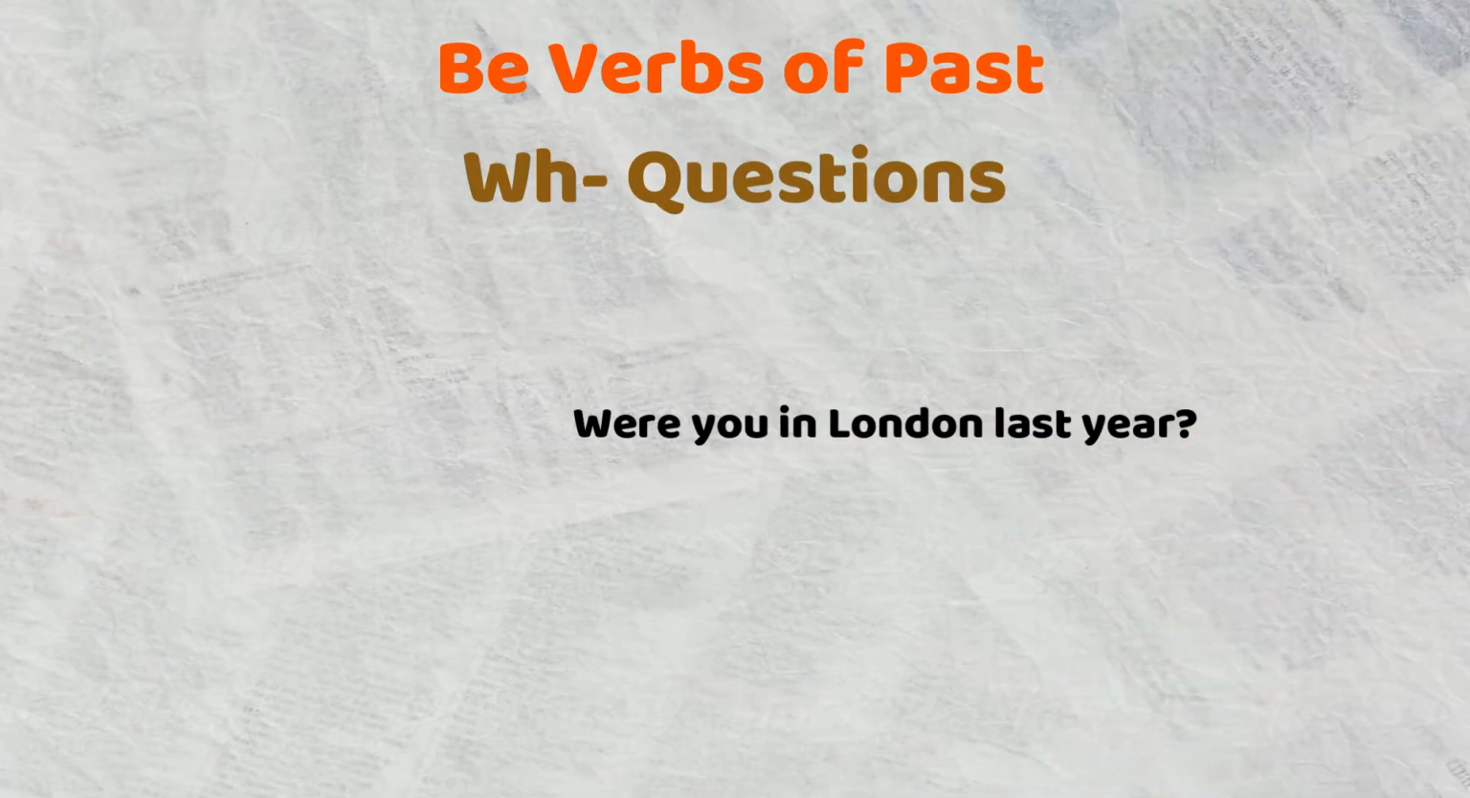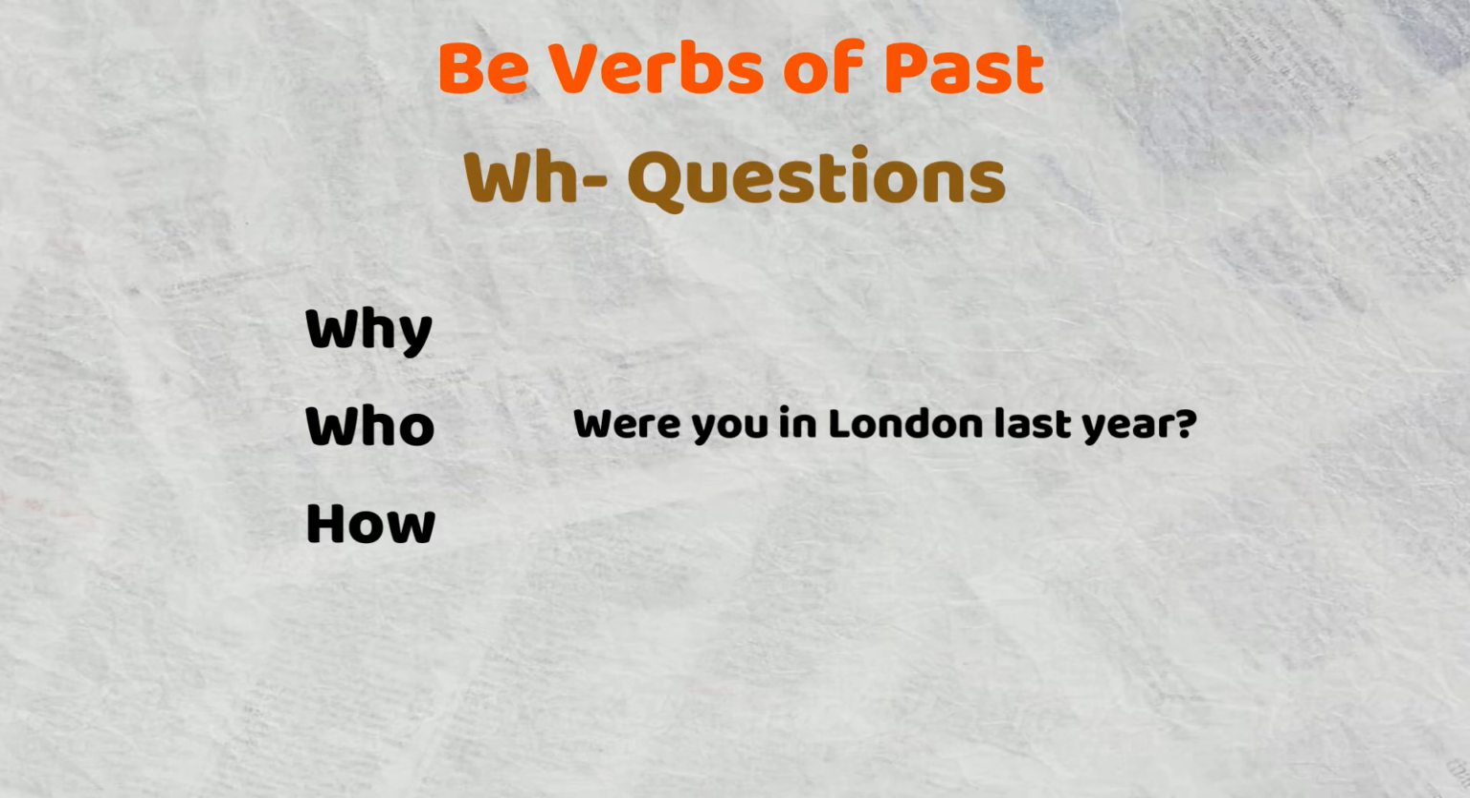Now let's understand WH questions. Like I said earlier, you have to add WH words before yes no questions to form WH questions. This rule applies to all grammar concepts in English. This is a great hack. Just remember, just add WH words before yes no questions to form WH questions. Let's look at the example of a yes no question. Were you in London last year? You may simply add WH words in the beginning. Why were you in London last year? Who were you with in London last year? How were you in London last year? It's as simple as that.